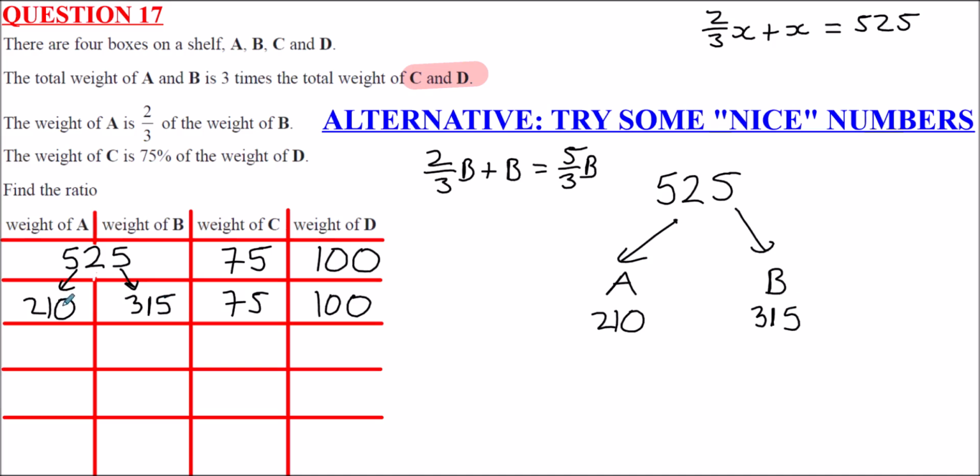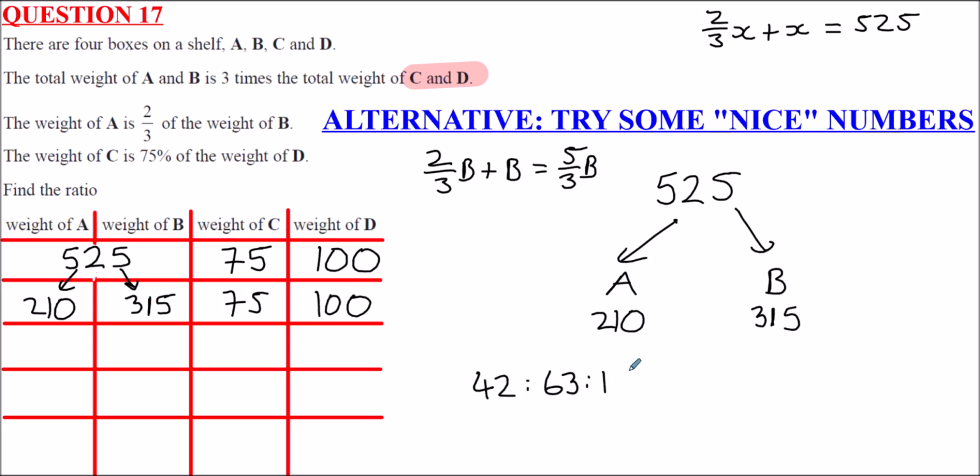So now we just need to simplify this if we possibly can. So we need to think of common factors of 210, 315, 75, and 100. Each of these values ends in a 5, therefore we can divide them all by 5. So on a calculator, 210 divided by 5 would give 42. That divided by 5 gives 63.